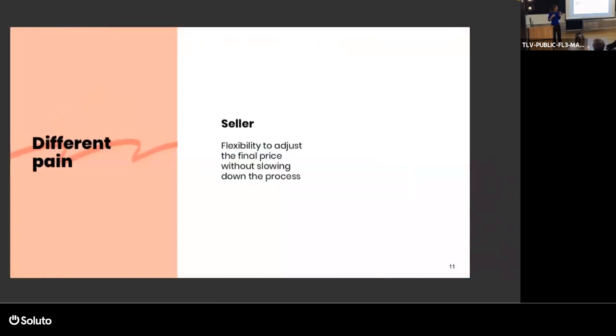So there's a bit of a different pain here. The seller has this pain that they need the flexibility to adjust the final price, but they do not want to slow down the sale. So going back to Jimmy's Hats, they order a bunch of hats, but until the hat wholesaler actually manufactures and weighs those hats, they don't know what the shipping cost will be.